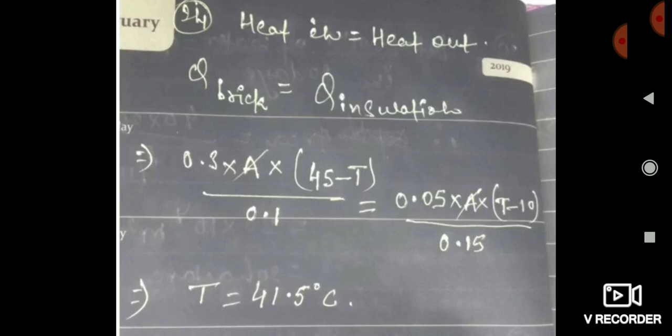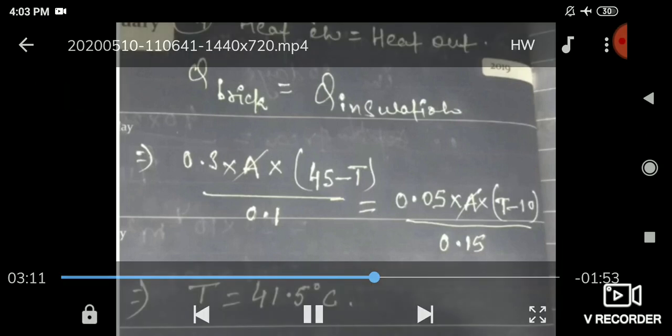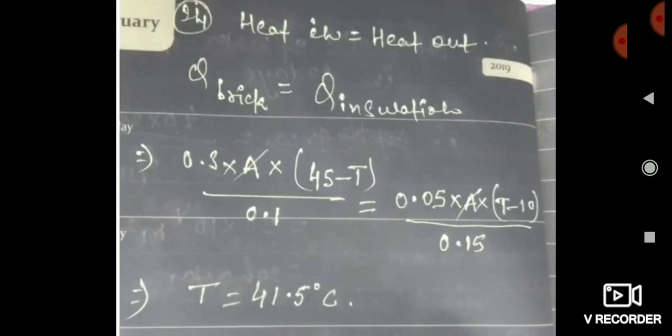You see that here it is assumed that the contact surface temperature is T, and after that I have simply used the logic that heat transfer from the brick is equal to the heat transfer to the insulating material. And the remaining things you can see: 45 minus T is equal to T minus 10. Friends, here also many students are confused. They are thinking that here it is written 45 minus T, and in the RHS it is written T minus 10. Why is there a difference in writing both?